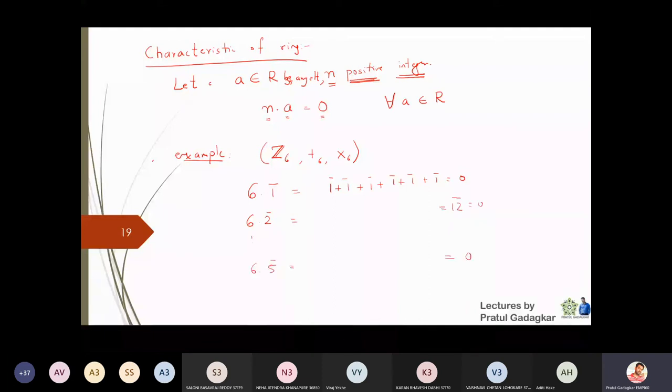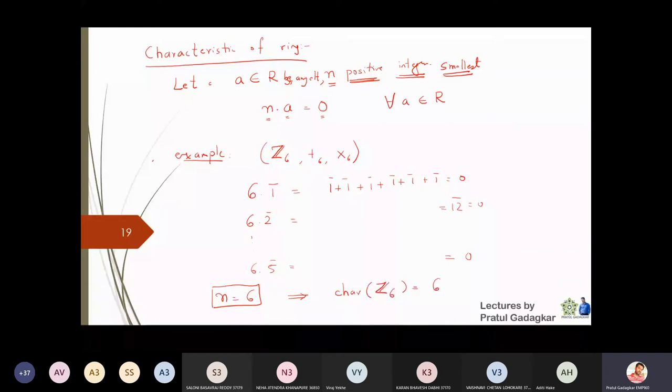So that magical number n turns out to be how much? That number is 6. Not only that, it must be the smallest such number. So that number n should be the smallest such number. So in this case, we will say that the characteristic of Z6 is 6. It is positive and it is the smallest.